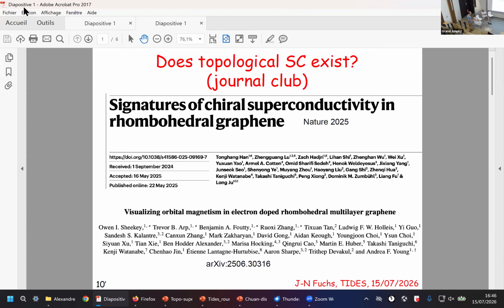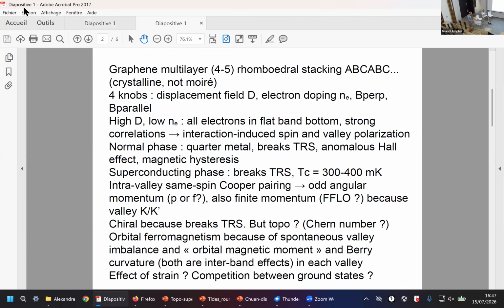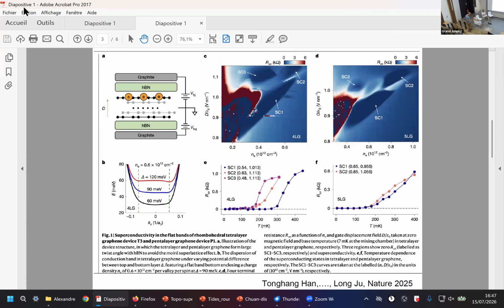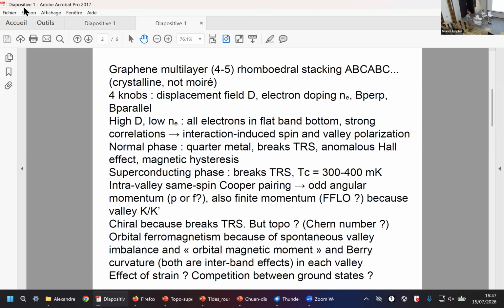So there are several experiments here. I will talk about these 2 experiments: this one that says that they have signature of chiral superconductivity, and this further experiment in which they characterize the orbital magnetism in samples that are either superconducting or normal. So yeah, maybe that's the summary. I will start with this and then I'll show you the experiment. So I'll mainly discuss cases with 4 or 5 layers with this rhombohedral stacking.